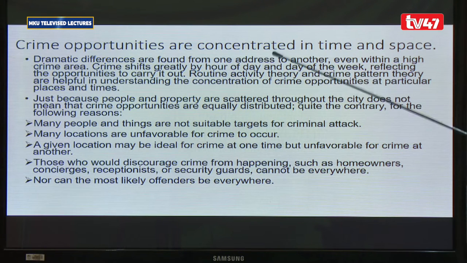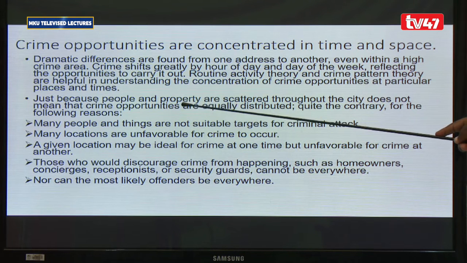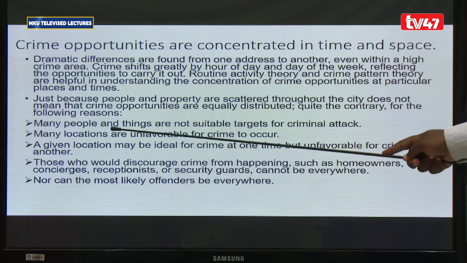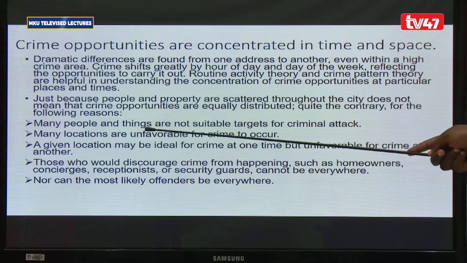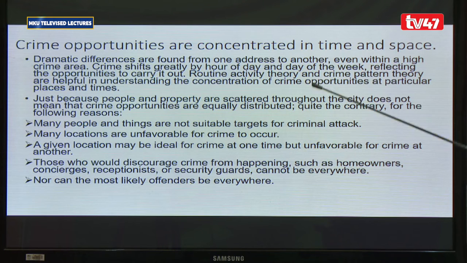Then you have a third principle: crime opportunities are concentrated in time and space. This is where the routine activity theory comes in. One routine activity is when you leave your home to go to school or to go to work. That activity means your house is vulnerable to burglars coming to steal because you're not available. The points that justify this principle, the first one, is that many people and things are not suitable targets for criminal attack.